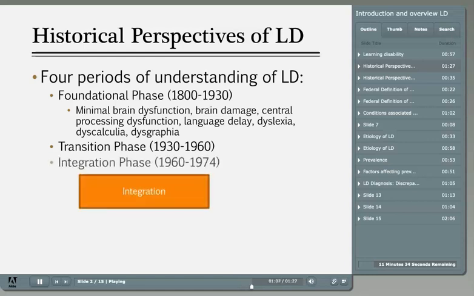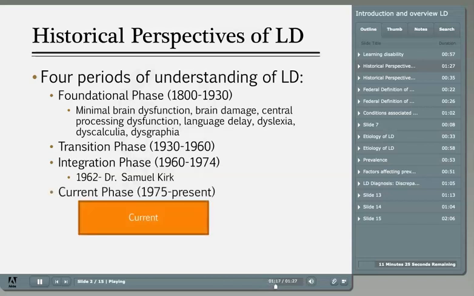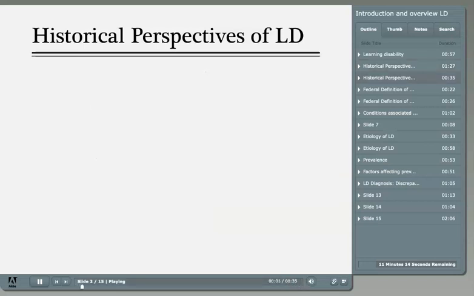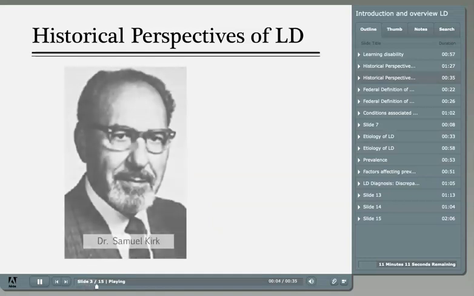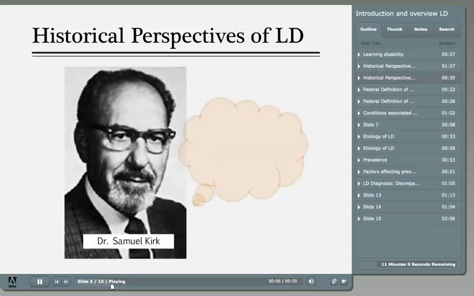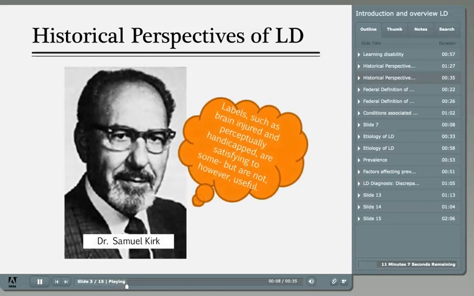The integration phase encompassed the years from 1960 to 1974. The term learning disability was officially coined by Dr. Samuel Kirk during this time. This period really began to emphasize the impact of learning problems on academic progress and emphasize the perceptual nature of the disability. In 1963, Dr. Samuel Kirk delivered a speech where he discussed how labels, such as brain injured and perceptually handicapped, were satisfying to some, but were not useful in helping students.